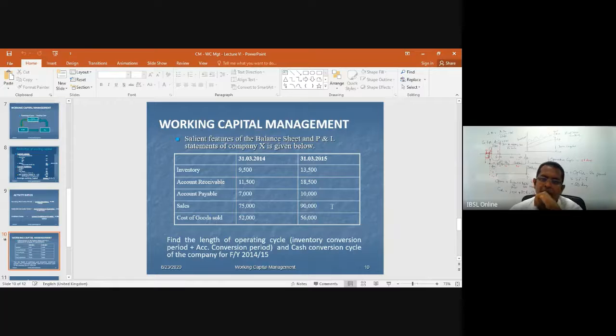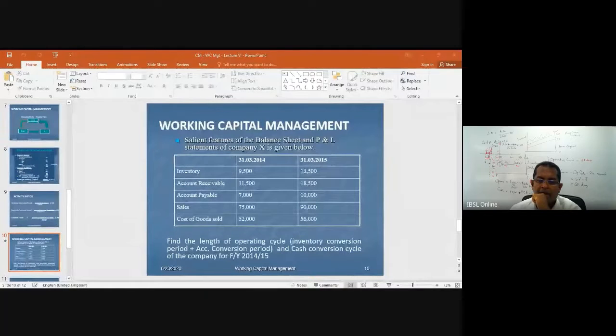These are the figures you have to work. Why I have given 2 years is you have to take average figures on all balance sheet items whenever there is a link between the balance sheet and the P&L on the ratio, right? So we'll take 5 to 6 minutes and we will work out the operating cycle and cash cycle. Don't look at the other part of the presentation. You work on that and give me the number, right? Just give me the number, whoever has finished. What is the operating cycle? What is the cash cycle?